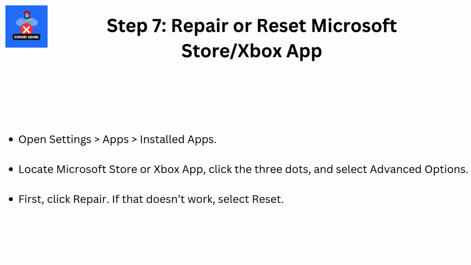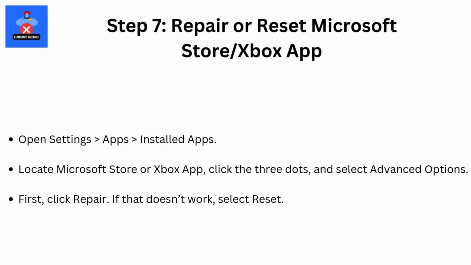Step 7. Repair or reset Microsoft Store or Xbox app. Open Settings, then Apps, then Installed Apps. Locate Microsoft Store or Xbox app, click the three dots, and select Advanced Options. First, click Repair. If that doesn't work, select Reset.